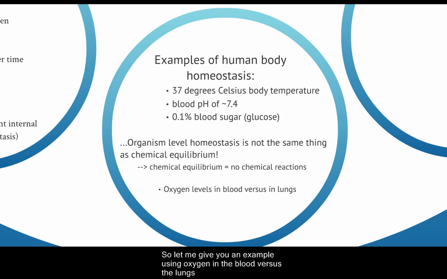So let me give you an example using oxygen in the blood versus the lungs. If oxygen levels are the same in the blood and in the lungs, then no oxygen would move across that barrier from the lungs into the blood. Now we need oxygen so that our cells can generate energy and continue to be alive. So we don't want equilibrium in our lungs. Instead, we want high oxygen levels in the lungs so that that oxygen will move into the blood and can be distributed throughout the body.